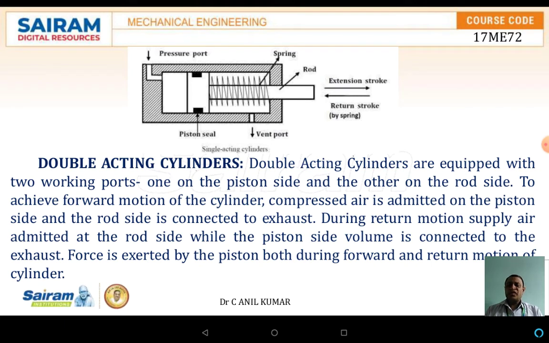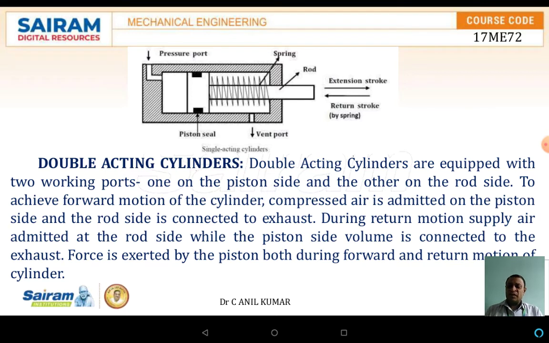The schematic diagram shows the single acting cylinder. The single acting cylinder consists of two ports: one is a pressure port, and the other is a vent port. It consists of the cylinder and the piston. The piston has a rod end, which comes back either by means of a spring or by gravity. The movement of the piston is done by applying pressure through the pressure port. Once pressure is applied on the piston, the movement takes place. The reciprocating motion takes place inside the cylinder. The rod moves in and out, which is the extension stroke and the return stroke. The return stroke is done by means of the spring.